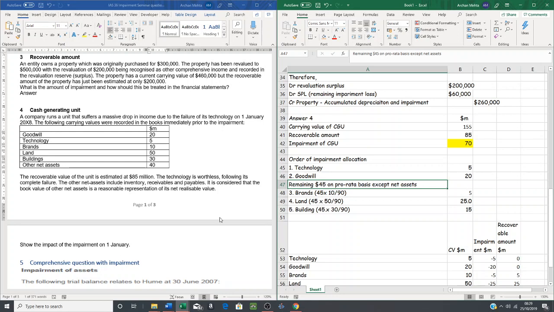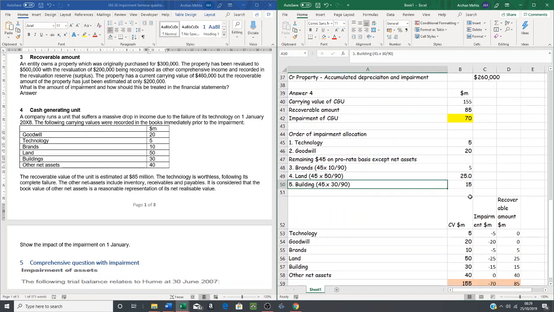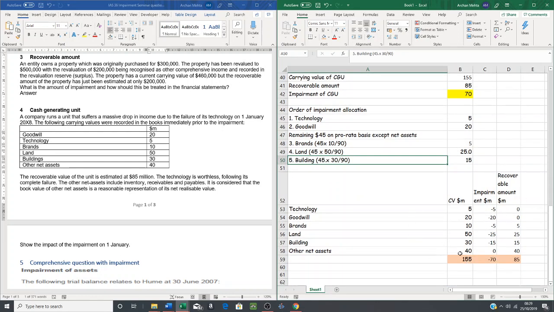While doing that, we have to make sure that we don't reduce the recoverable amount of an asset below its net realizable value, and therefore we did not touch the net realizable value of other net assets. So leave that alone. So we got the order. Now we allocate the impairment. This is our accounting: carrying values, impairment, and the recoverable amount. At the end, you should do the total to make sure your answers are reconciled. So carrying value should add up to 155, impairment should add up to 70, recoverable amount should add up to 85. Got it? That's brilliant.